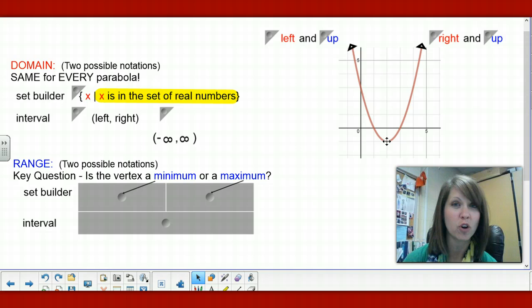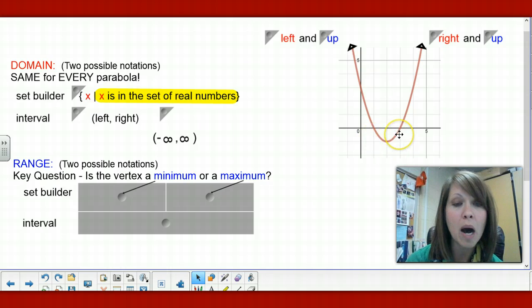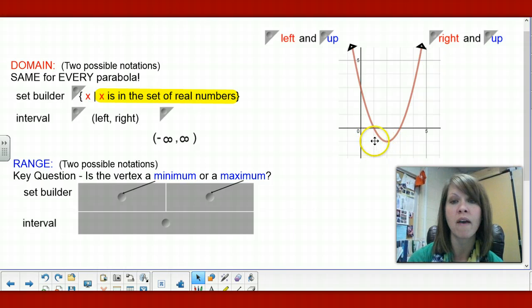If you're not done thinking, press pause. This one, notice how the vertex is at the bottom of your parabola? Bottom would be a word that would go with minimum. The minimum is actually the lowest y value on this parabola. This arrow pointed up forever, but it doesn't go down forever. It bottoms out right here at the vertex.